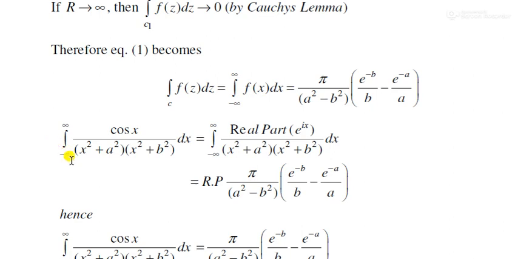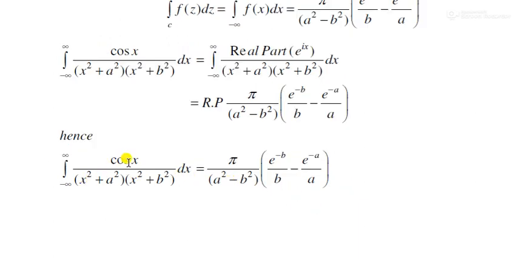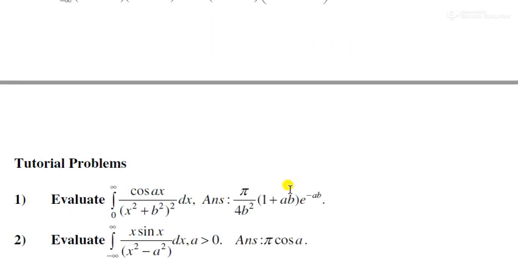So the integral from −∞ to ∞ of cos x/((x² + a²)(x² + b²)) dx will be equivalent to the real part of e^(ix) times this term. And we know the value of this integral as π/(a² − b²) times (e^(−b)/b − e^(−a)/a). Hence, the value of the integral of cos x divided by (x² + a²)(x² + b²) is equal to π/(a² − b²) times (e^(−b)/b − e^(−a)/a).